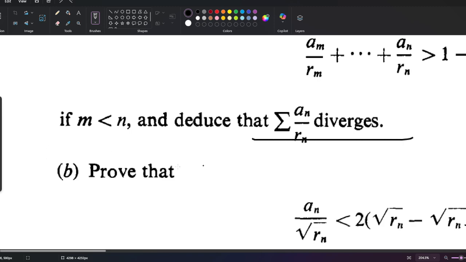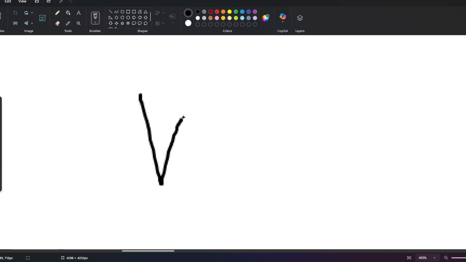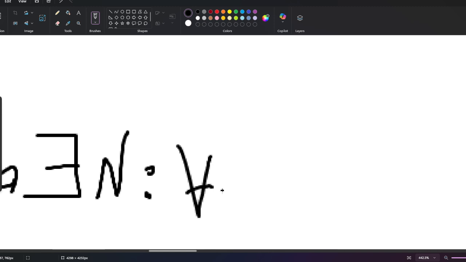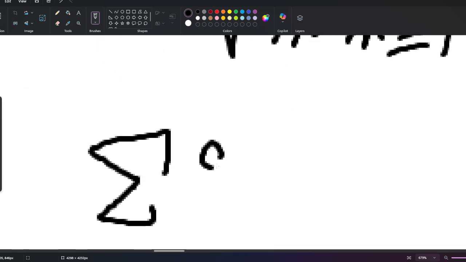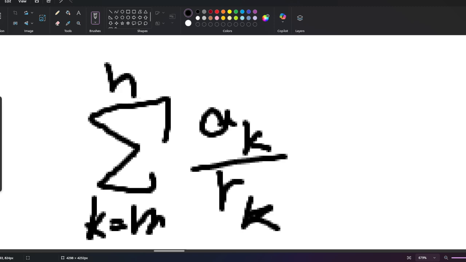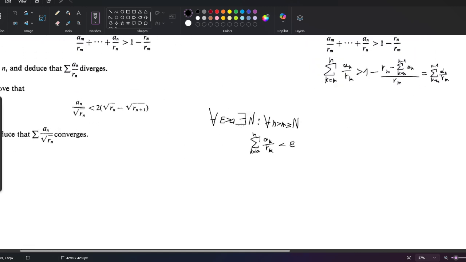So now what we have to do is show that this diverges. I'm going to do it through contradiction. Suppose that it does converge, so for every epsilon greater than 0 there exists a capital N, such that for every n greater than m greater than or equal to capital N, the sum of a_k over R_k, iterating from k equals m up to n, is going to be less than epsilon. No absolute value because we're working with a non-negative term sequence.